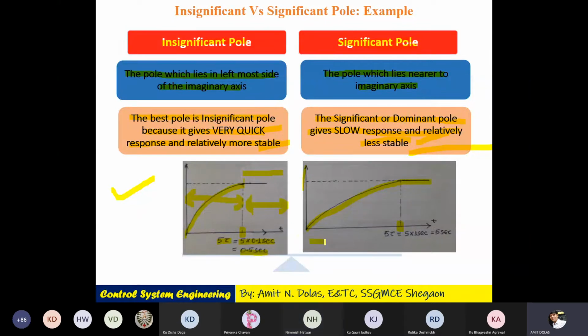So again, in the second example, that is of the significant or say dominant pole, you can say 5 tau, that is 5 into tau a, that is 1 second. So it is 5 seconds. So the meaning is, from the same example, it takes 5 seconds to become stable, and the first system takes only 0.5 second to become stable. So insignificant pole is good.